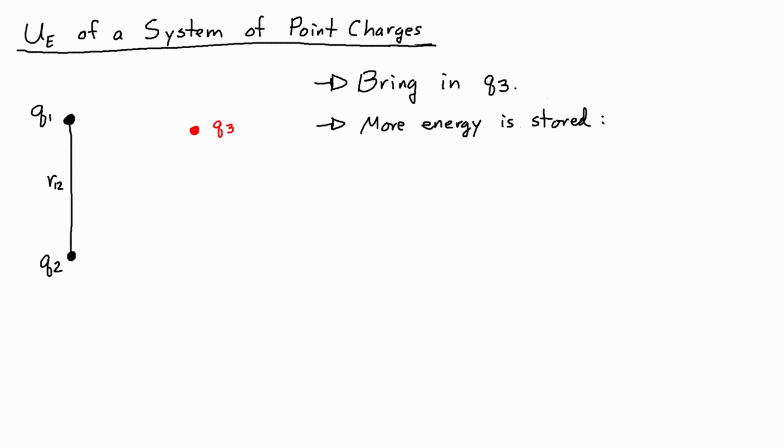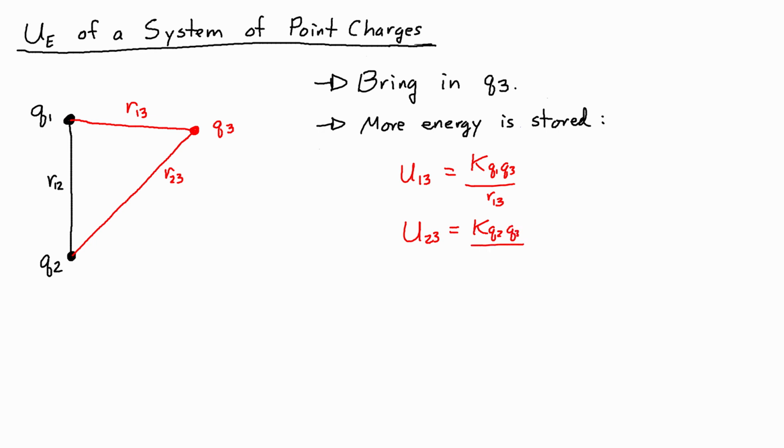So I'm showing Q3 in red. Now Q3 is going to feel forces from Q1, a distance that I'll call R13 away, and Q2, and I'll call that distance R23. So when we bring in Q3, we have two different effects to consider. We have U13 as the potential energy between 1 and 3, so that's K times Q1 times Q3 divided by R13. And we also have U23, which is equal to K times Q2 Q3 over R23. And then the total energy is the sum of all of the potential energies. So the total potential energy, or the net potential energy, is equal to U12 plus U13 plus U23.